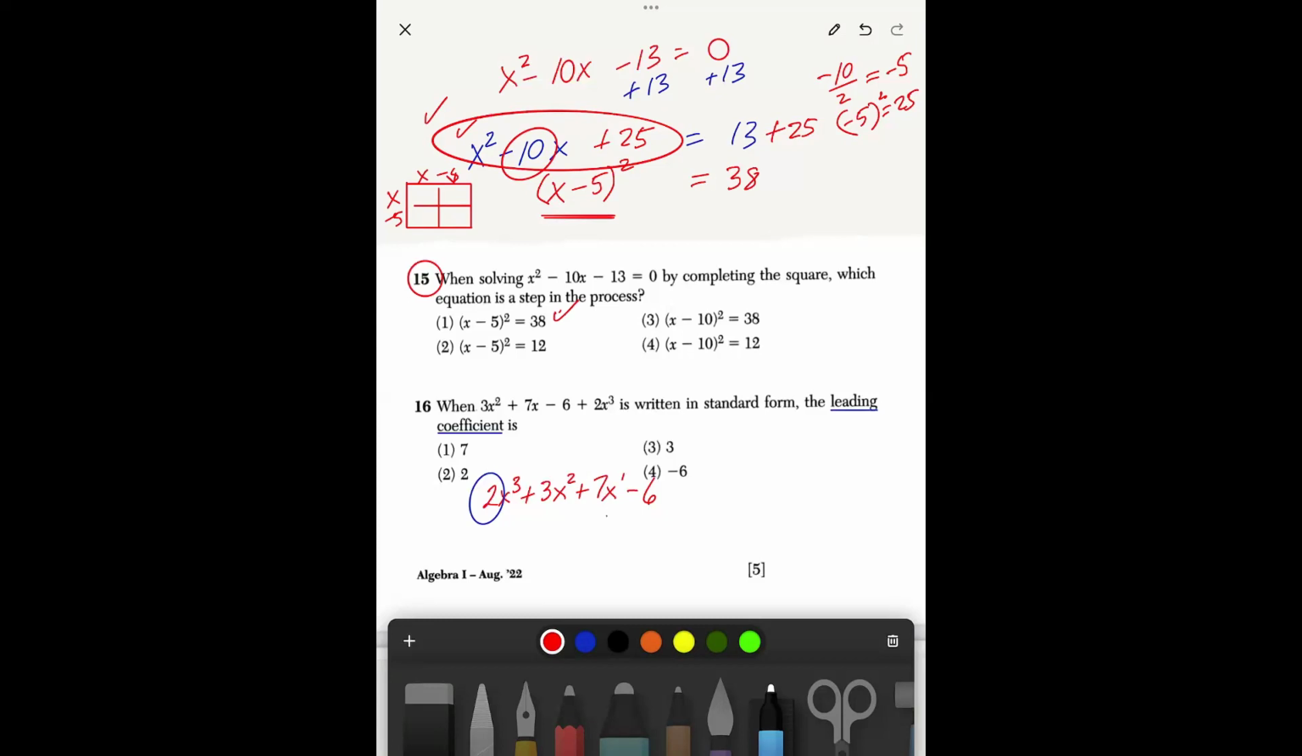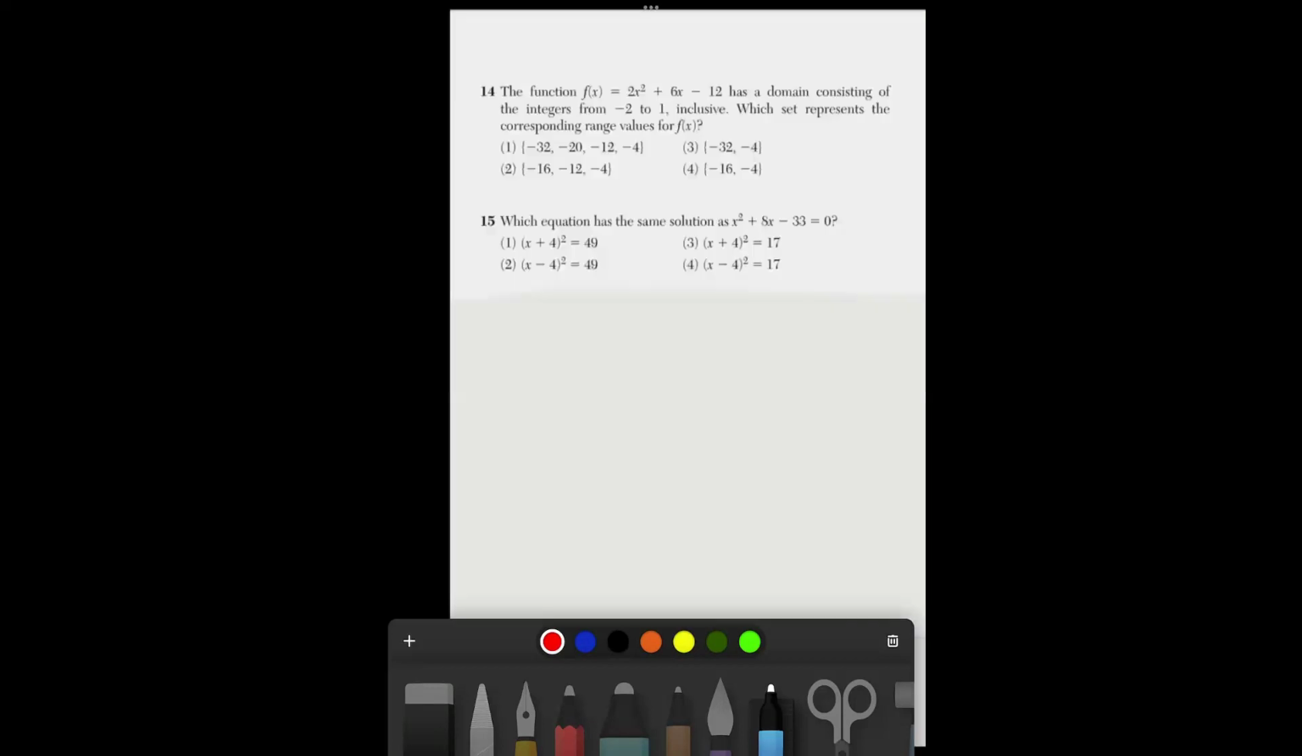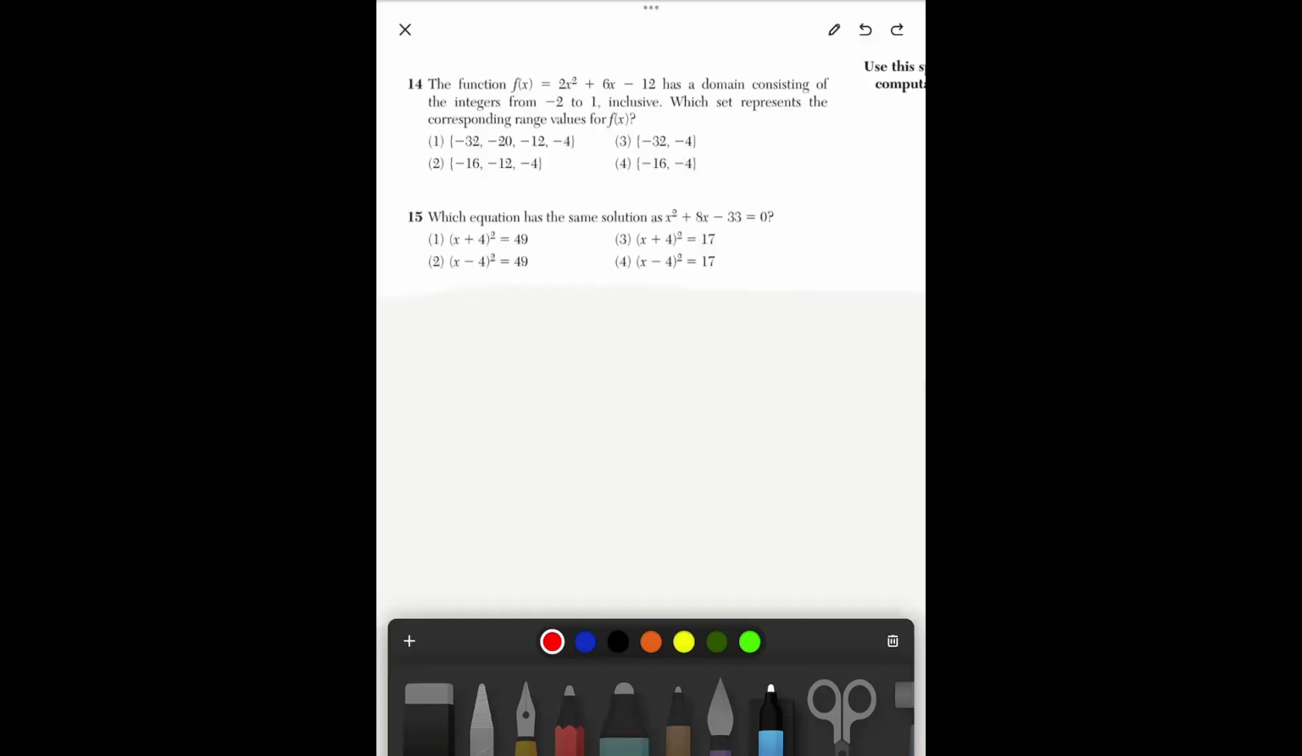All right, now I'm going to do another example. This one, number 15, I forgot what exam this was from. Same thing. We're going to start by writing the quadratic equation. Again, if you wanted to, you could just graph this, find the solution, and then go to your answer choices and graph it, find the solution, and find the one that has the same solutions. But we're going to complete the square.